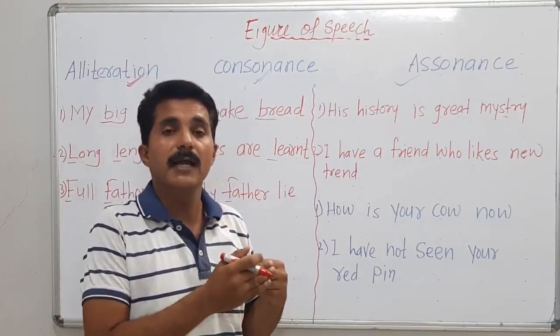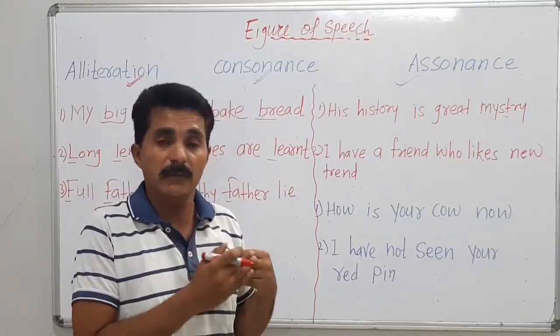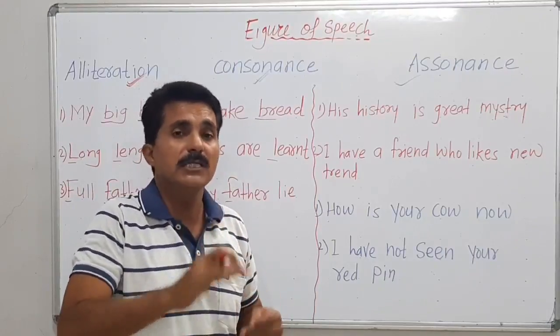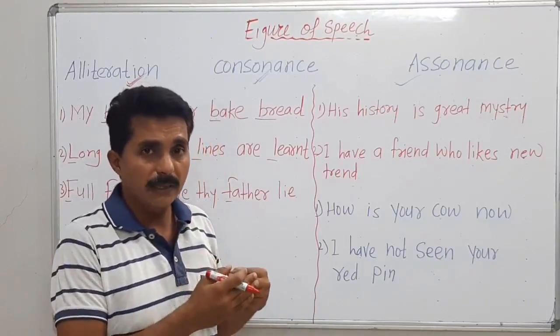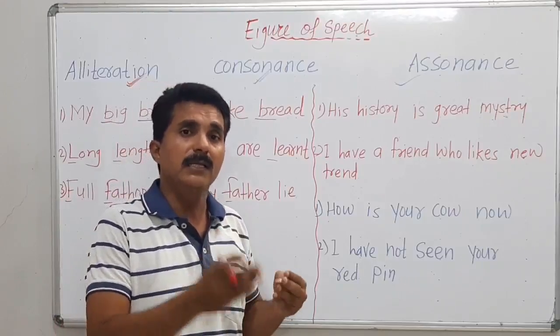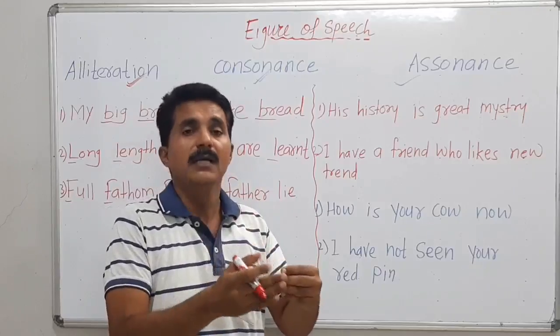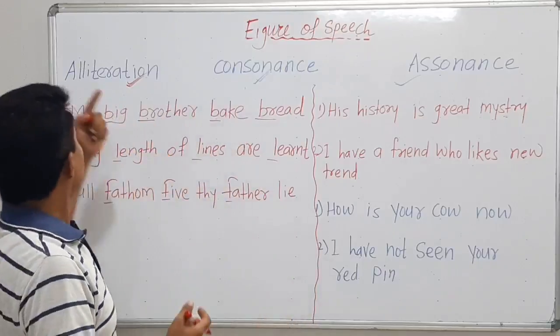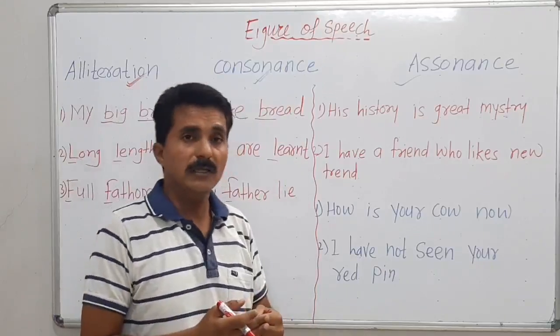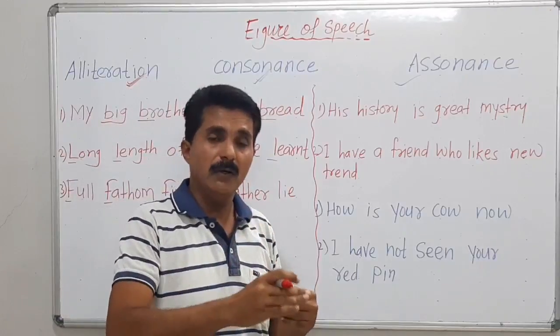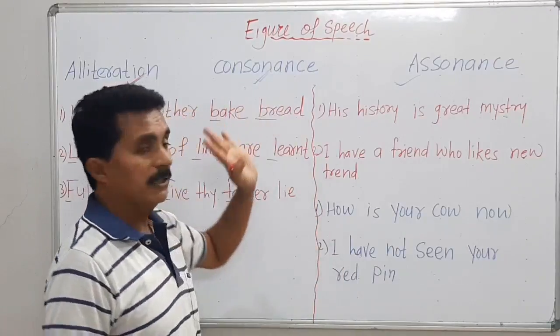Now let us see what is consonance. Consonance word is derived from the word consonant. It means that the consonant is repeated over here. Now how is it repeated? It repeats in the middle or at the end, right? If it repeats in the beginning, it is alliteration. But the consonant, if it repeats in the middle or at the end, the figure of speech will be consonance.